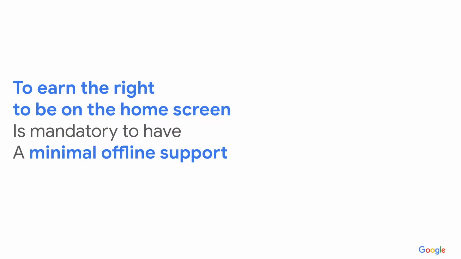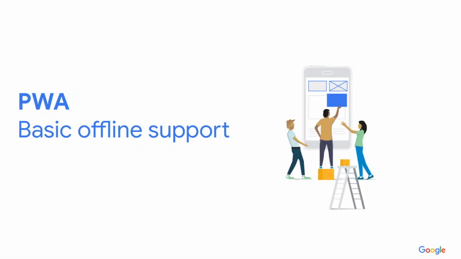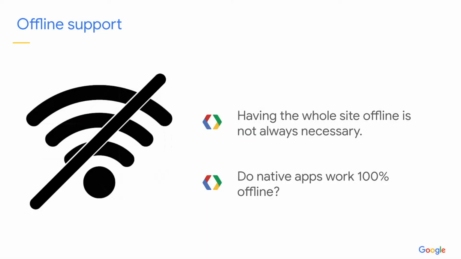Okay, so to earn the right to be on the home screen, it's mandatory to have a minimal offline support. So we will see now how to add the basic offline support to your application and to your website. So here, disclaimer, having the whole site offline is not always necessary. Think about it. Do native apps always work 100% offline? If we take an app like Uber, if you are on the plane and you launch the Uber app, you will maybe be able to see your previous trips, but you will not be able to order a cab, obviously.